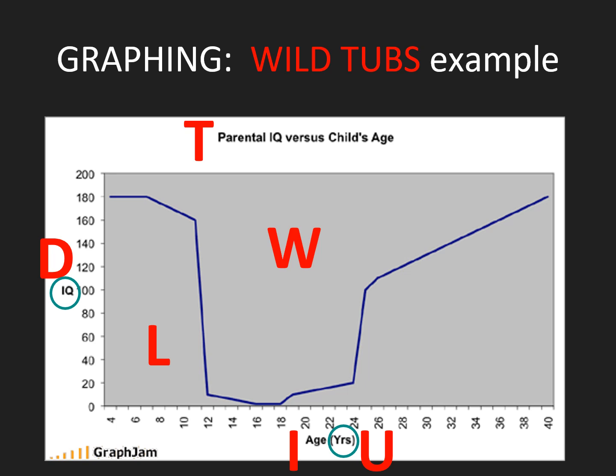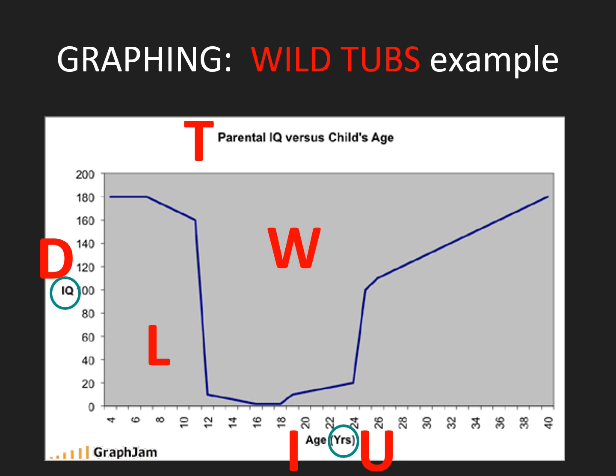Now, U is for units. Notice I've circled years on the x-axis there. That's because if you just say age, okay, what are we talking about? Are we talking about 4 years old? Are we talking about 4 months old? Are we talking about 4 seconds old? You need to put years. This is the standard way of showing units: you have the label and then in parentheses you'll have the actual units you're talking about.